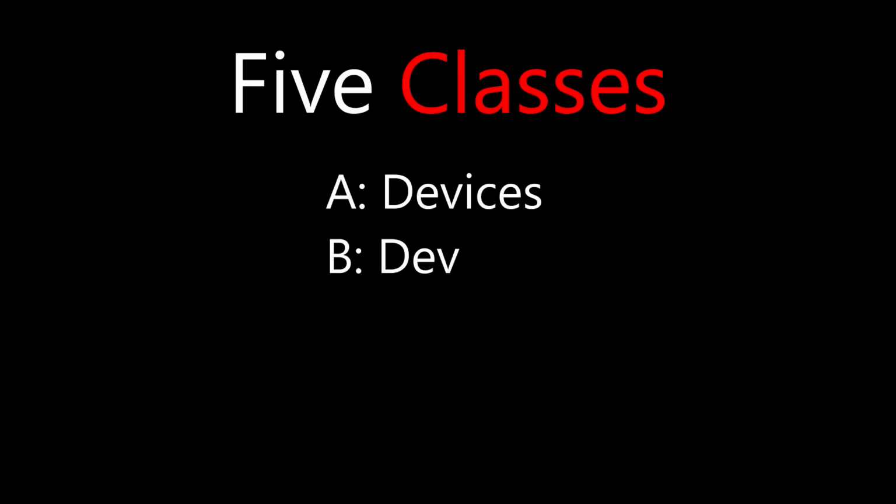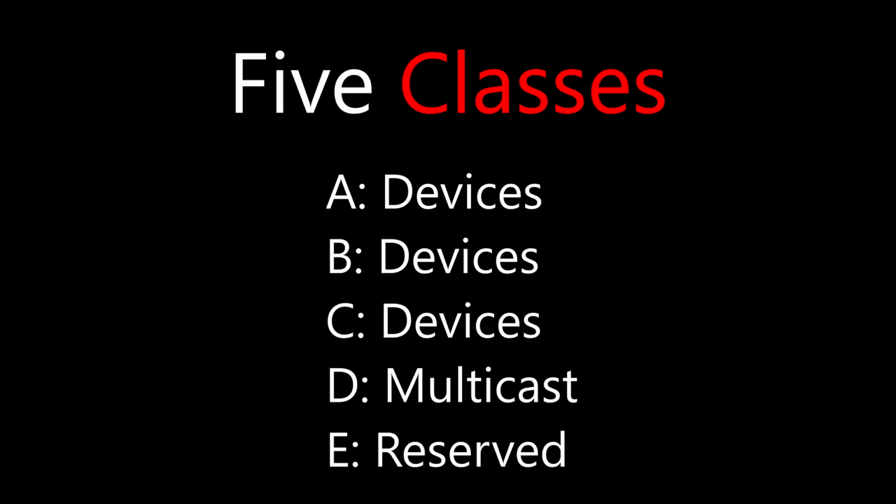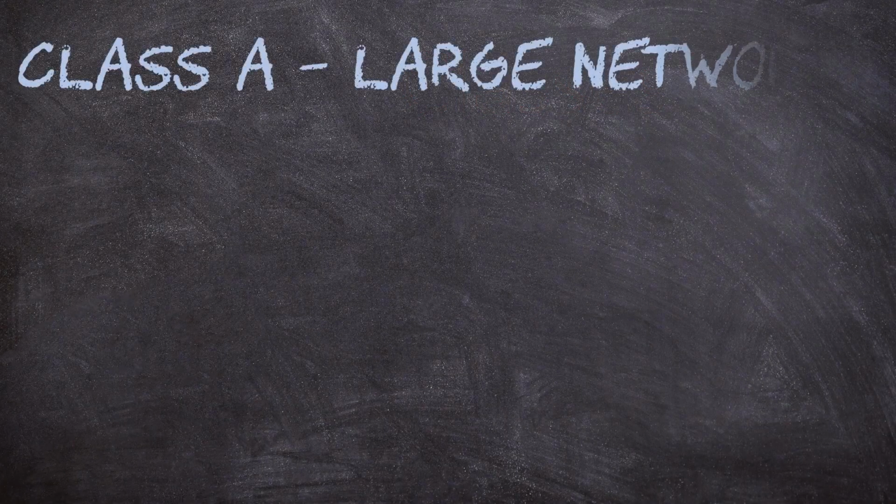So, back in 1981, a new method was introduced. This broke the entire IP space into 5 classes. That's Class A through to E. Class A, B, and C were used to address devices. Class D is for multicast, and we'll touch on that a little in the next video. Class E is reserved for special purposes. So Class A, B, and C are the ones we need to think about right now.